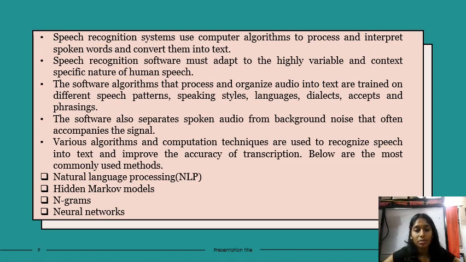The software also separates spoken audio from background noise that often accompanies the signal. Various algorithms and computation techniques are used to recognize speech into text and improve the accuracy of transcription. Below are the most commonly used methods: natural language processing (NLP), hidden Markov models, n-grams, and neural networks.